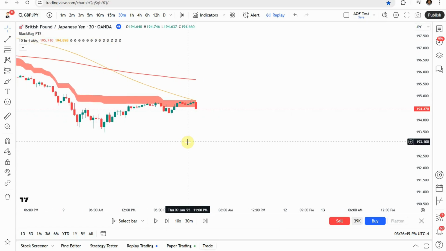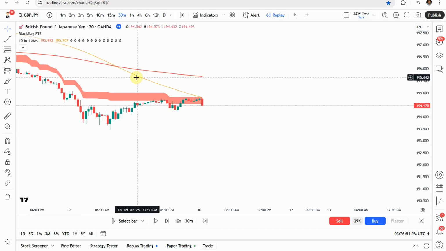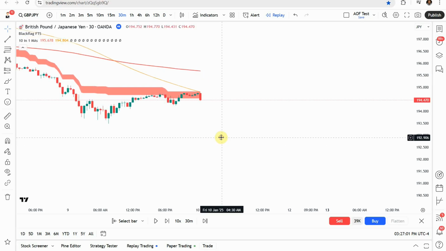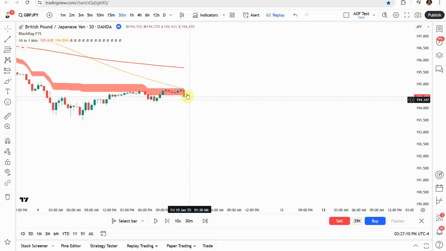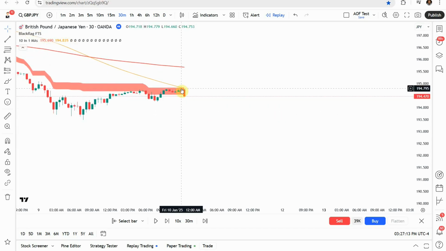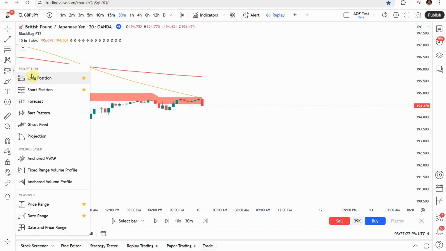What we're looking for in a short trade is when the orange HMA line is below the red EMA. Then we are looking for price to pull back into the red Black Flag cloud like this here, and for price to then break out to the downside. When it does that, we want price to also be below both moving averages like it is here, and that'll be our signal to enter into a short.